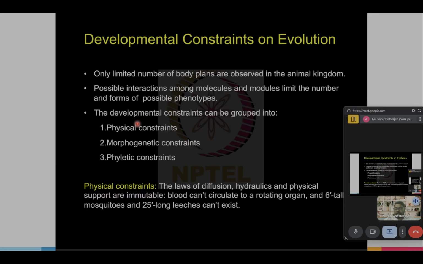So physical constraints include just the laws of physics which govern normal development, such as the law of diffusion. Hydraulics and physical supports are immutable. Blood cannot circulate in a rotating organ. 6 foot tall mosquitoes and 25-feet long leeches cannot exist, because all of them defy basic laws of physics, and thus it is not possible for organisms to adapt and evolve into such structures.